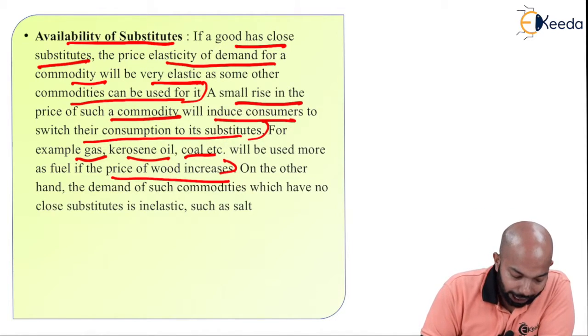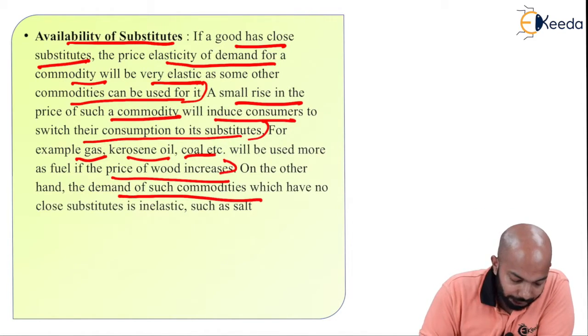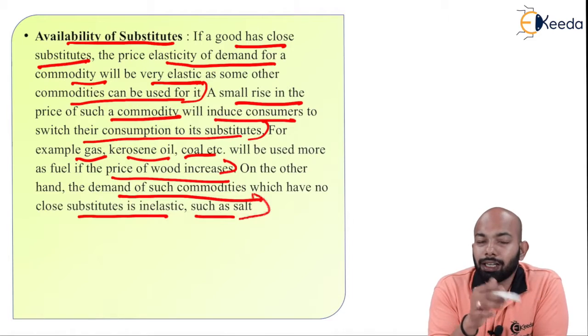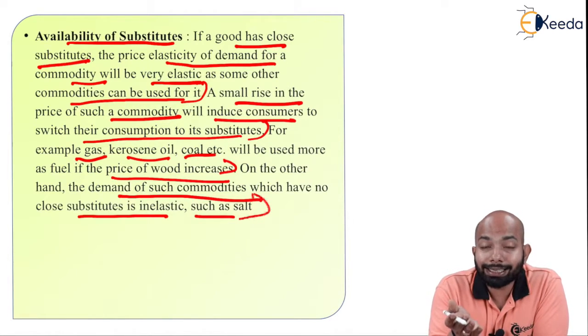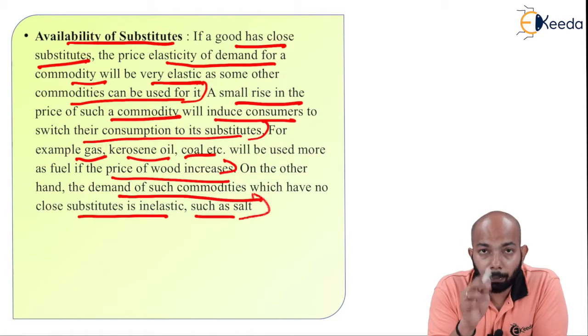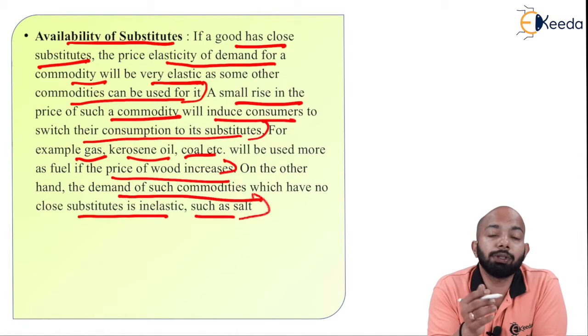Now, on the other hand, the demand for a commodity that has no close substitute is inelastic, such as salt. For example, if there are no substitutes for certain products, let's take the example of salt. Salt has no substitute here. I'm not talking about different companies producing salt. Apart from salt, is there any substitute that can be used instead of salt?